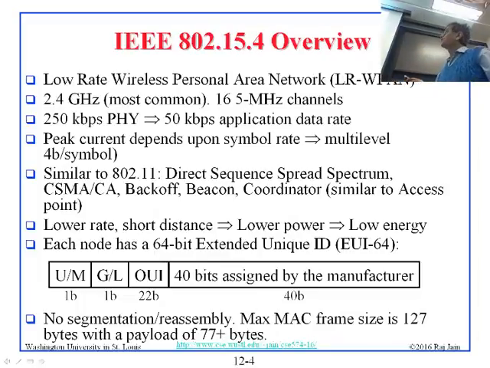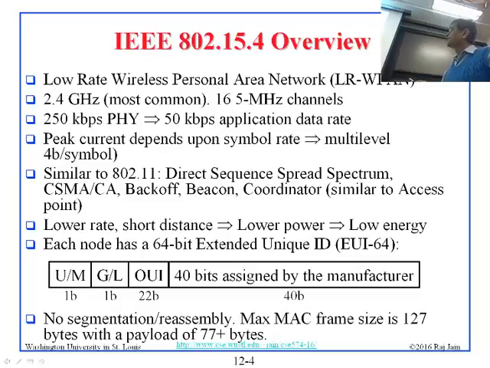So 15.4 is a low rate wireless personal area network. Two things you notice: low rate, so this is not designed for very high speed video or anything. This is just for IoT devices, therefore it's low rate. And personal area means it doesn't go very far either. And that's how you save.